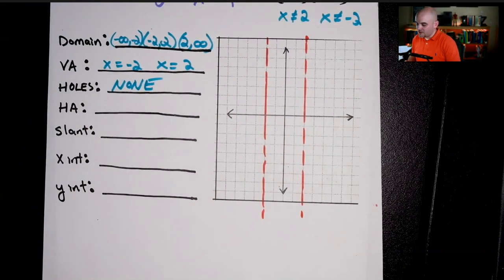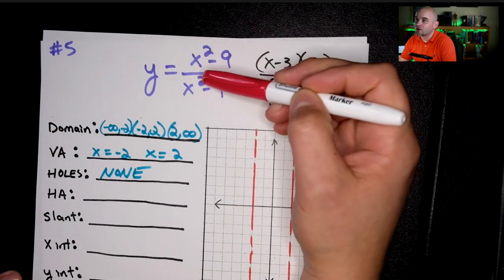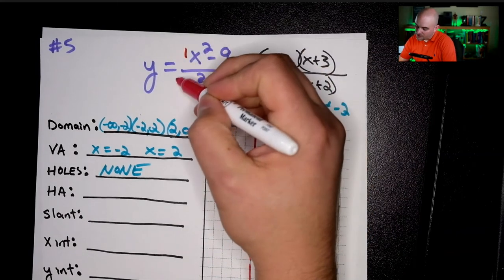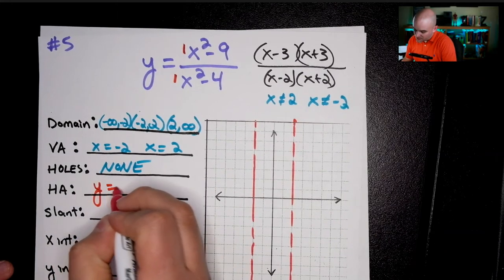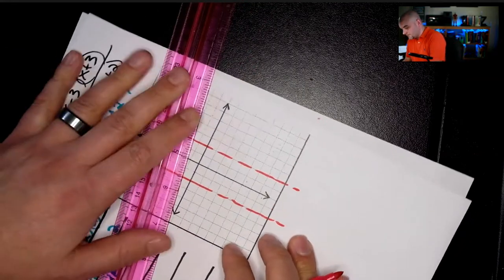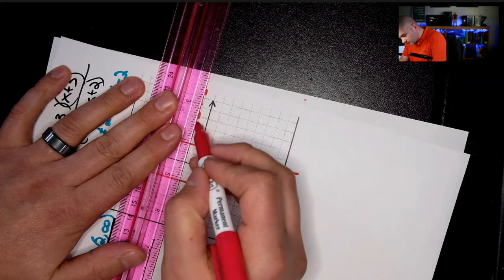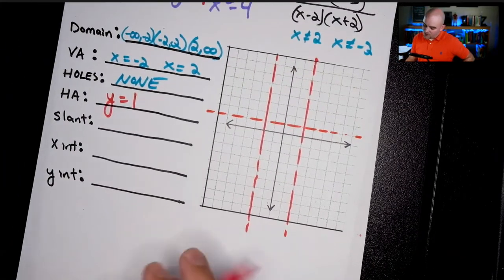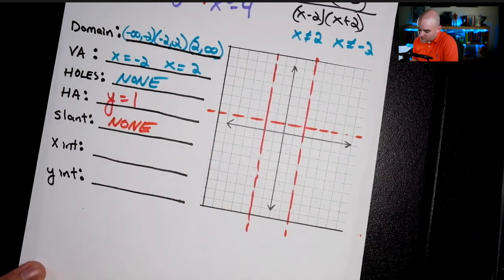Now let's look at the horizontal asymptotes. So this thing shows that the degree of the numerator equals the degree of the denominator, which means we're going to take the ratio of the coefficients. In this case, it's 1/1. So there's a horizontal asymptote at y = 1. So I need to put that in.